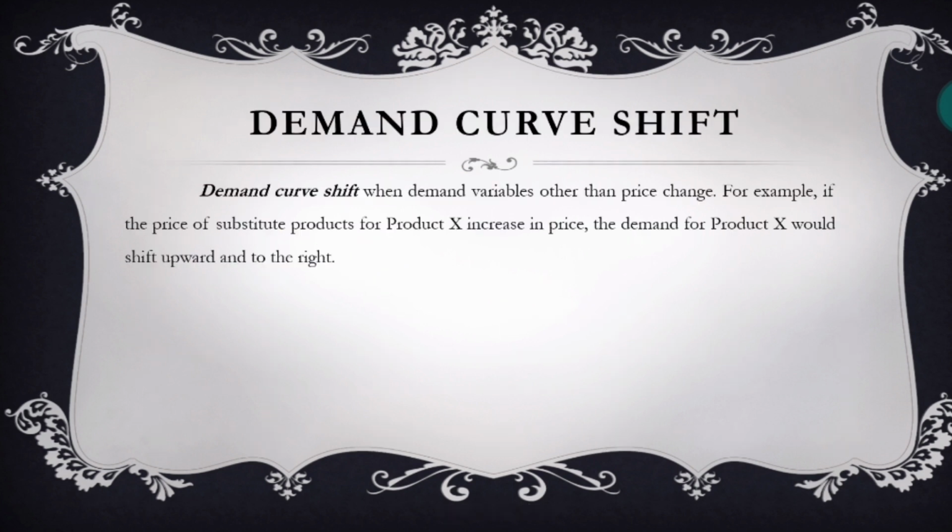Demand curve shift: the demand curve shifts when demand variables other than price change. For example, if the price of a substitute for product X increases, the demand for product X would shift upward and to the right. So product X will increase upward to the right.